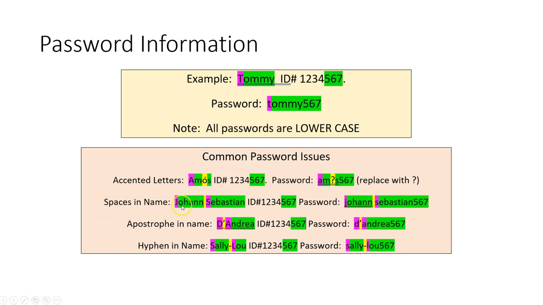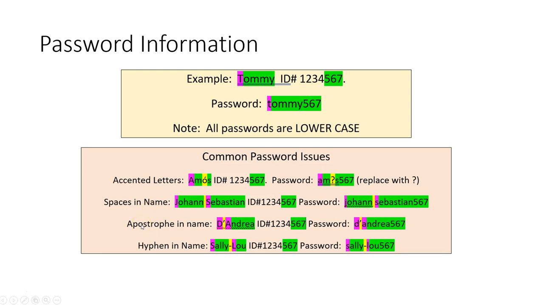If you have spaces in your name as listed in our system, you want to make sure that you maintain that space in your password. So for example, if your name was Johann Sebastian with the ID number 1234567, your password would be lowercase j, o-h-a-n-n, space, lowercase s-e-b-a-s-t-i-a-n, 567.